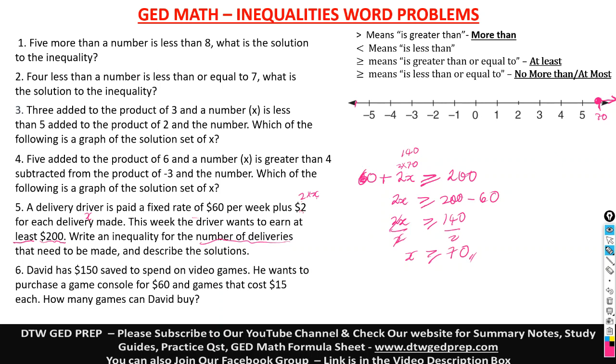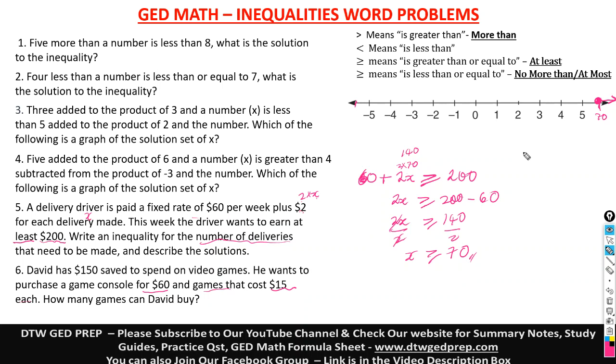Okay, let me see if I can squeeze out number 6 here. Number 6 says, David has $150 saved to spend on games. So the total amount he has to spend on games is $150. He wants to purchase a game console for $60 and games that cost $15 each. How many games can David buy? We have to represent this now. So how do we represent this?